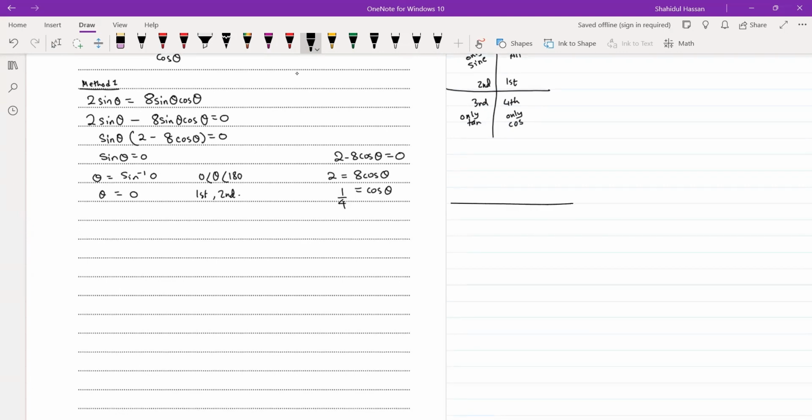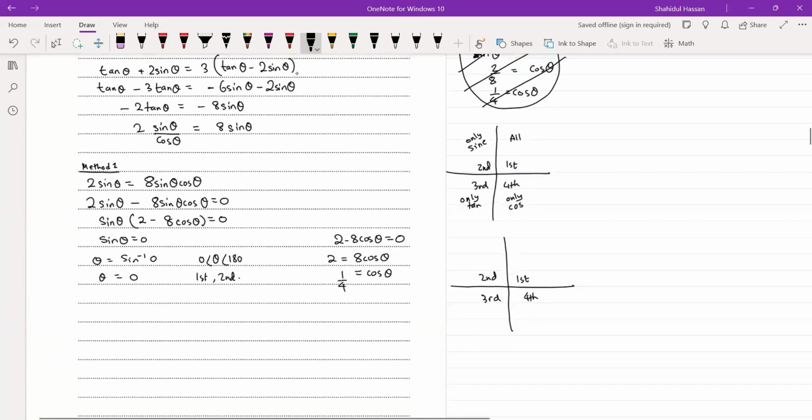And then another thing about these quadrants: we have the first quadrant here, second quadrant, third quadrant and fourth quadrant. Let's make it simple. First quadrant: theta. Second quadrant: 180 minus theta. Third quadrant: 180 plus theta. And fourth quadrant: 360 minus theta.